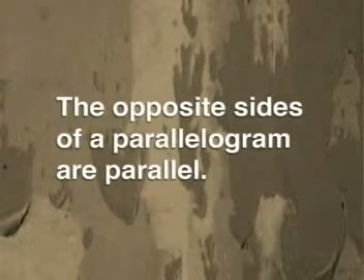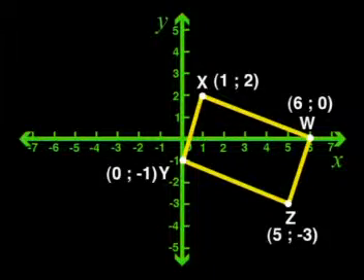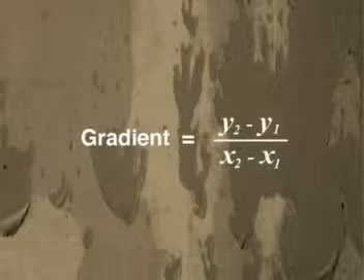Let's see. I know that the opposite sides of parallelograms have to be parallel. Good start. Now, how can we prove that the opposite sides WX and YZ are parallel? I know. We can use gradients. Great, Rafilwe. And you know how to find the gradient using this formula.